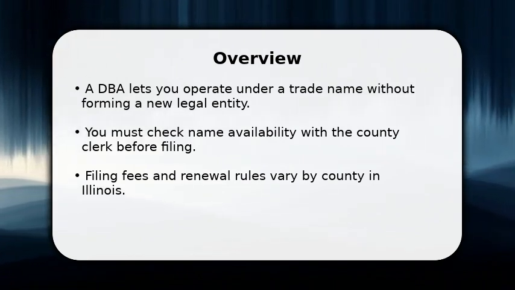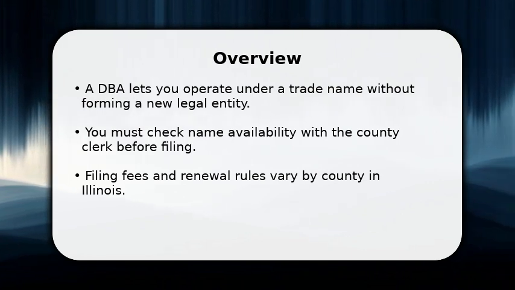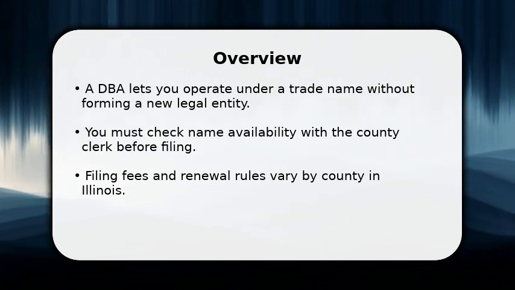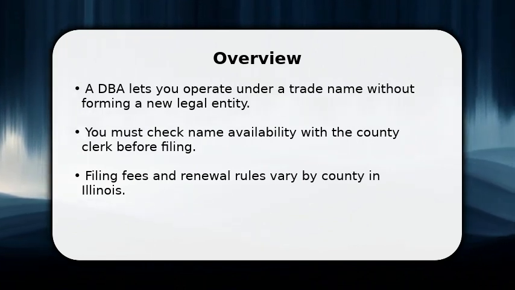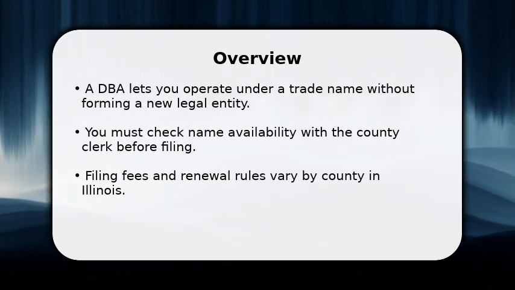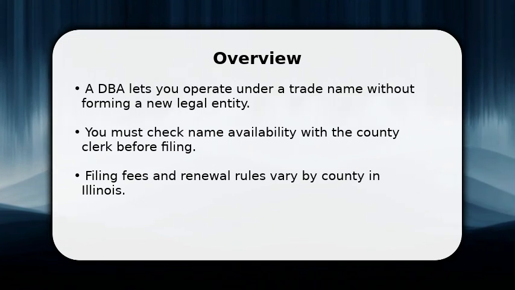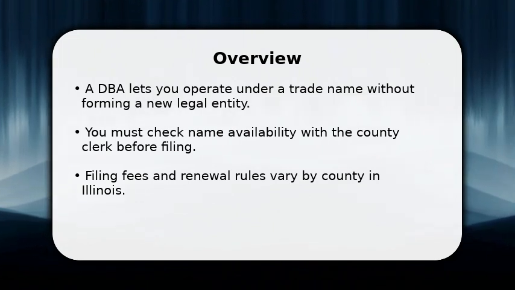Next, determine whether to file at the county level or with the state depending on your business location. Gather owner ID, business address, and any required notarized signatures before completing forms. Finally, pay the filing fee and post any required public notices to finalize registration.